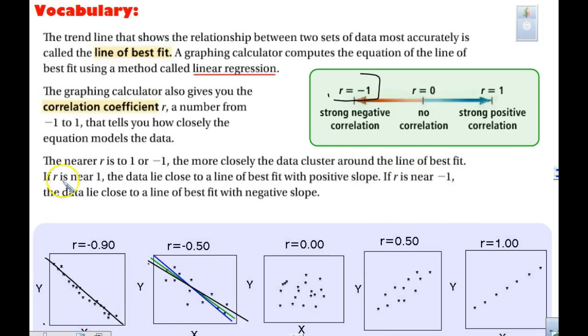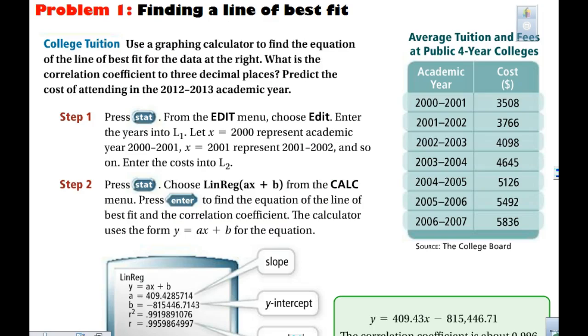of best fit. If R is near 1, the data lie really close to the line of best fit in a positive slope. If R is -1, the data lies really close but in a negative slope. What we are going to do is put this information in, but we are not going to put it in the graphing calculator and get a linear regression. We are going to put this in.